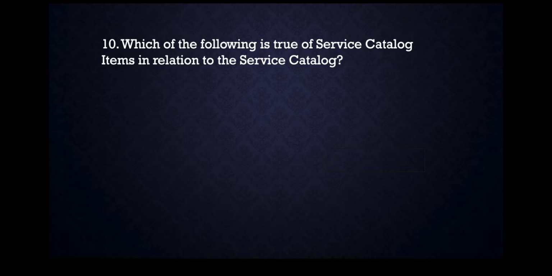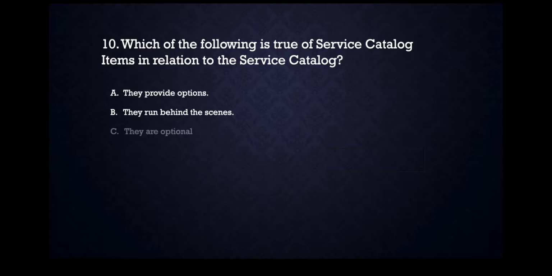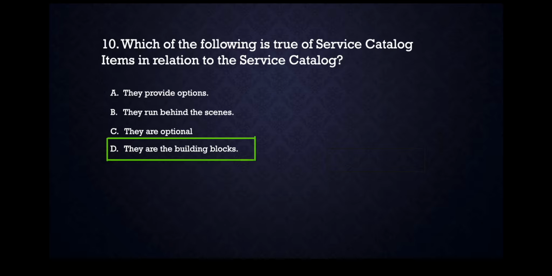Which of the following is true of service catalog items in relation to the service catalog? Let's see the options. They provide options. They run behind the scenes. They are optional. They are the building blocks. So the correct answer is they are the building blocks.